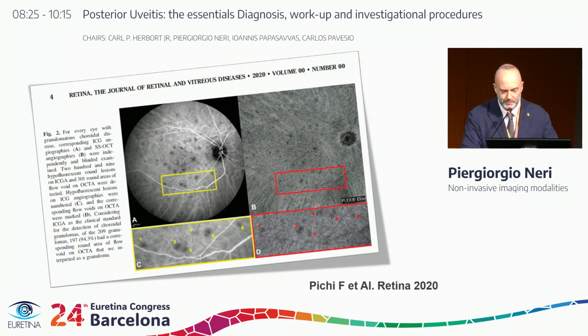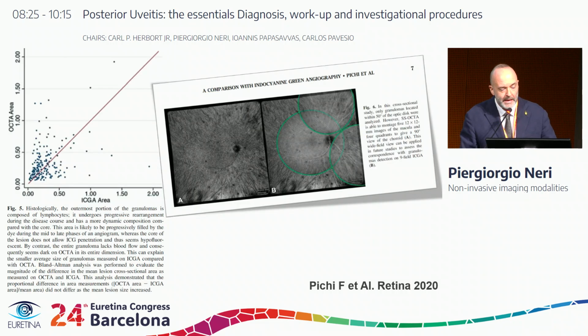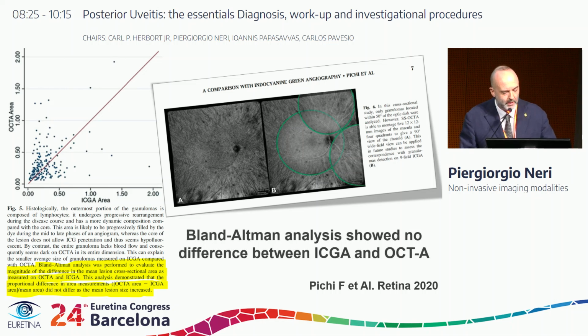We have done a retrospective study in 2020, proving that the inter-observer correlation between the two observers was very, very similar, or even superior in the group that discovered more potential choroidal granulomata, among those who were the analyzers for the angio-OCT. And we also went very accurate with the Bland-Altman analysis, showing that there was no difference between ICGA and OCTA.